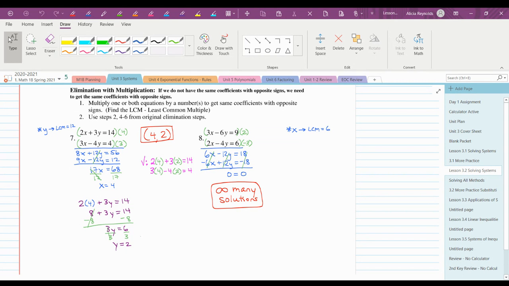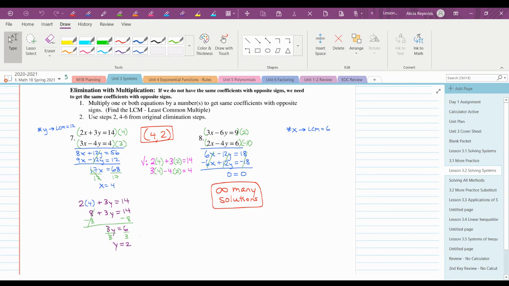For number 8, notice the x's are both positive and the y's are both negative. So I'm going to have to multiply by a negative to change my sign. So if I want to cancel out my x values or my y values, I notice that my least common multiple for x is going to be 6. My least common multiple for y is going to be 12. And I end up getting 6x minus 12y equals 18 and negative 6x plus 12y equals negative 18.